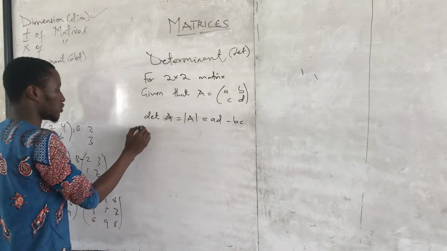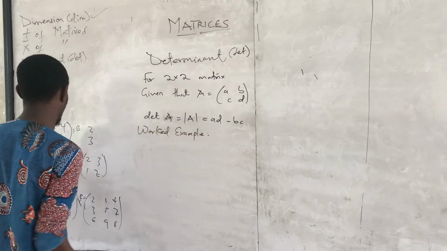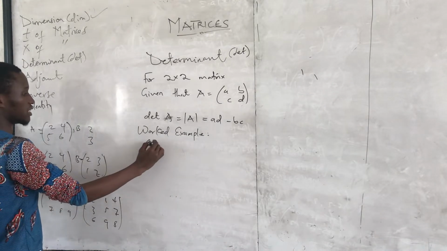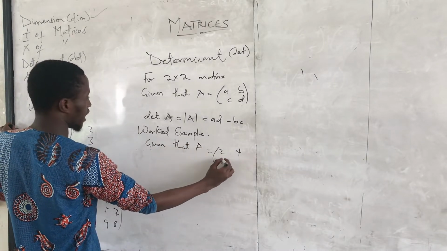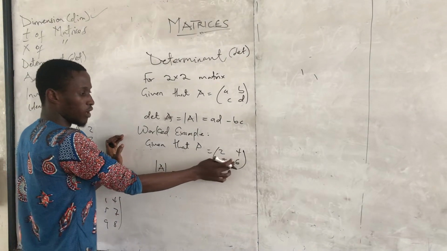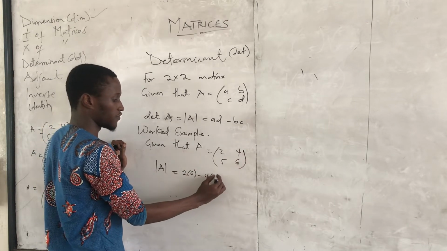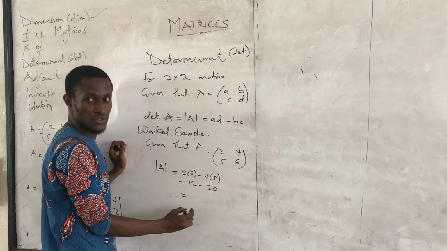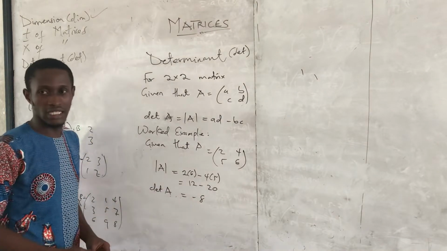Worked example. I'm using the matrix A I gave for the other things that we did for multiplication. Given that A is equal to [2, 4; 5, 6], the determinant of A will be what? 2 multiplied by 6, so you have 2 times 6 minus 4 multiplied by 5. So you have 12 minus 20, so it becomes minus 8. So the determinant of A is minus 8.